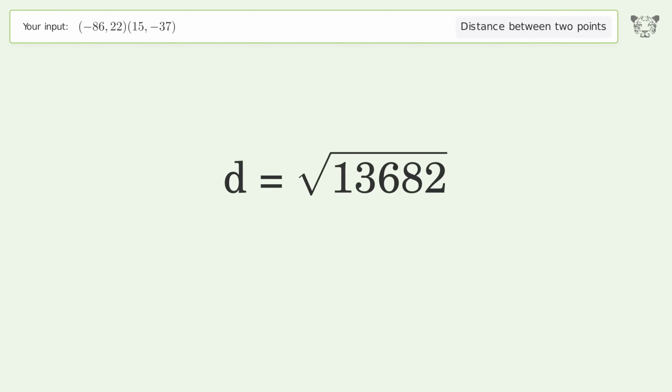And so the distance between the 2 points is the square root of 13,682 or 116.97.